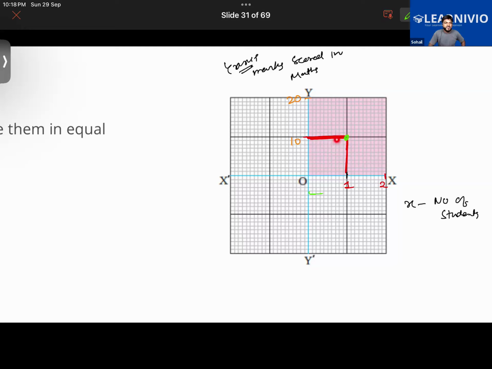That is giving me some information. What is it giving me? It gives me two pieces of information, like 1 and 10. Try to understand what I'm saying. This point here corresponds to the value 1 on the x-axis, right? While this same point on the y-axis corresponds to 10.